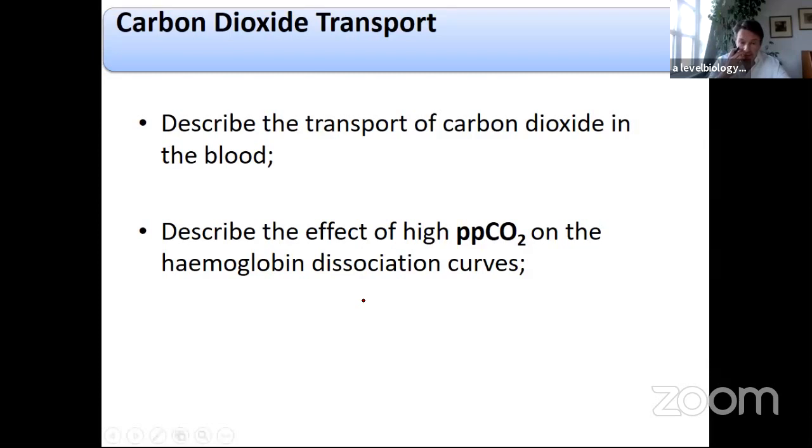We're now going to have a chat about carbon dioxide transport. Understanding carbon dioxide transport is absolutely crucial in understanding the Bohr effect, which is the decrease in affinity of hemoglobin for oxygen as you change the pH. So we're going to look at the effect of high partial pressure of carbon dioxide, and we'll look at the transport of carbon dioxide.